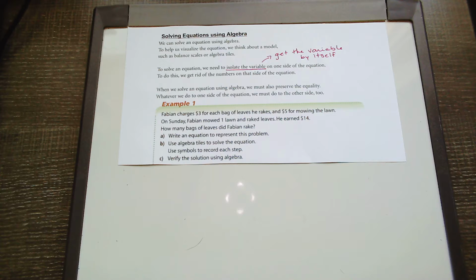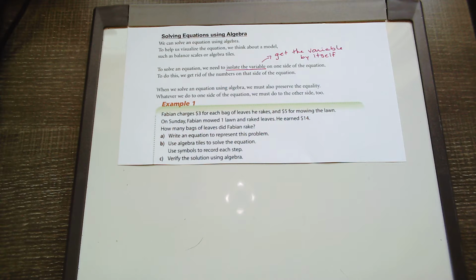When we solve an equation using algebra, we must also preserve equality. Just like we had to make sure that our balance scales stayed equal and both sides of our algebra tiles stayed equal, we have to do the same when we're working with algebra. Basically, we're working with just numbers and variables. Whatever we do to one side, we must do to the other. You've heard me say that a bunch of times, and you're going to hear me say it a bunch more. What we do to one side, we must do to the other.